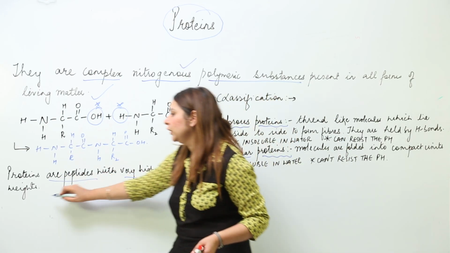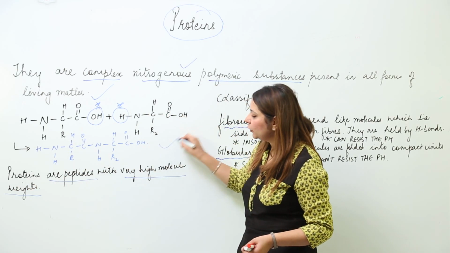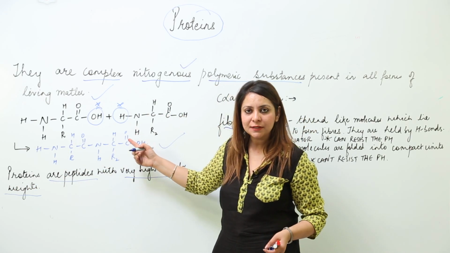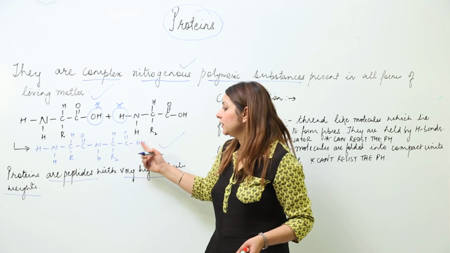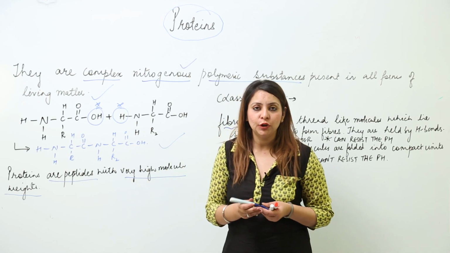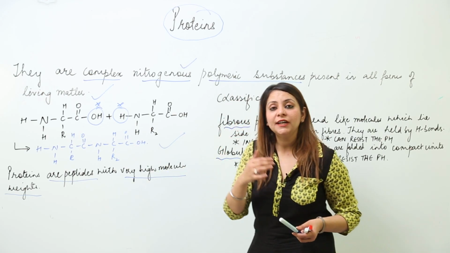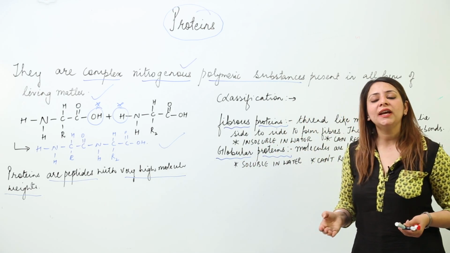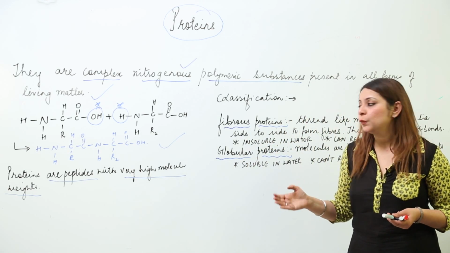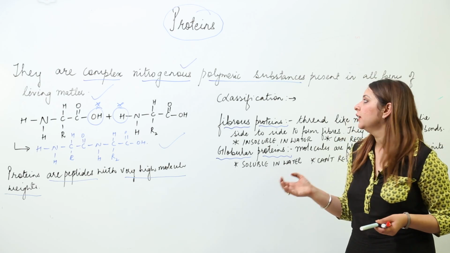So if we talk about what proteins are, we can say that they are peptides with high molecular weights. As you can see, this is a protein, this is a peptide, and you know that this molecule actually has a very high molecular weight, and molecular weight can range up to a very high extent. So we can say that proteins are peptides with very high molecular weights.